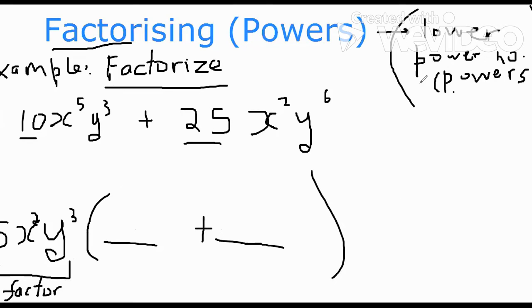You want to follow? All right, so here we are going now. To find out what goes in here, you see the factor we used a while ago? You're going to divide it. So you're going to divide 5x^2y^3 into this. What's 5 into 10?